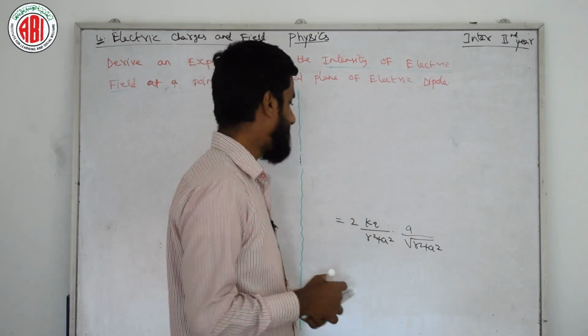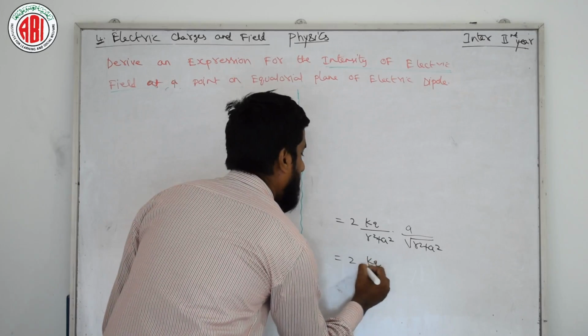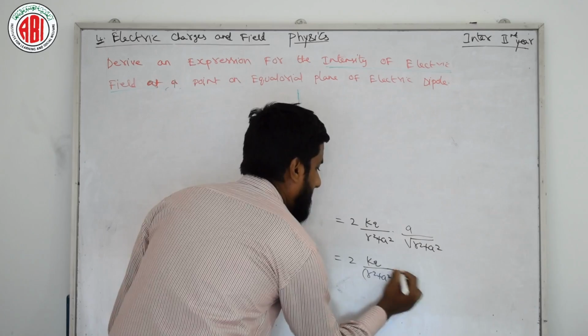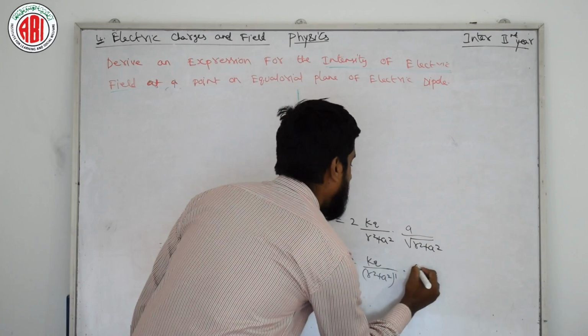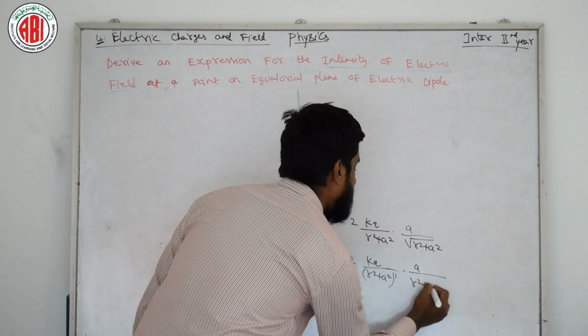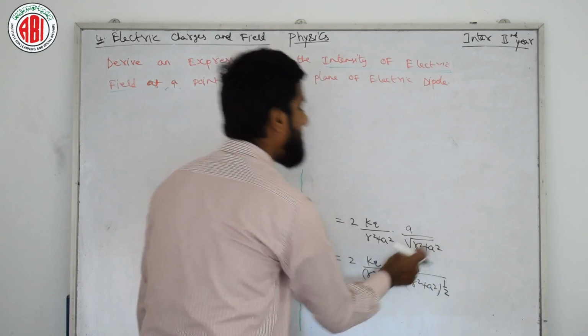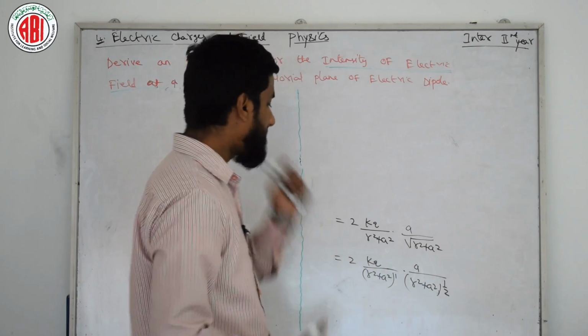Hope you have copied till here. Now we are continuing from here itself. This is 2kq by r square plus a square, we can write this as whole power of 1. Why? Because nothing is there means whole power 1, and it will become a by r square plus a square whole power 1 by 2. Why 1 by 2? If I want to remove this square root, I need to write whole power 1 by 2. So what will it become?